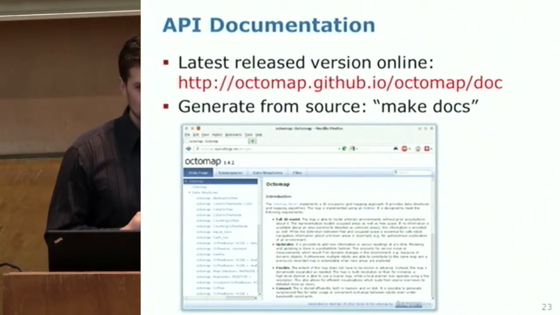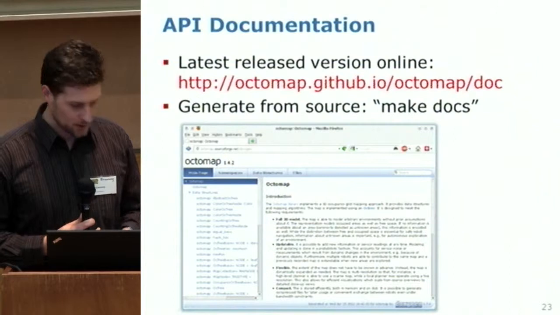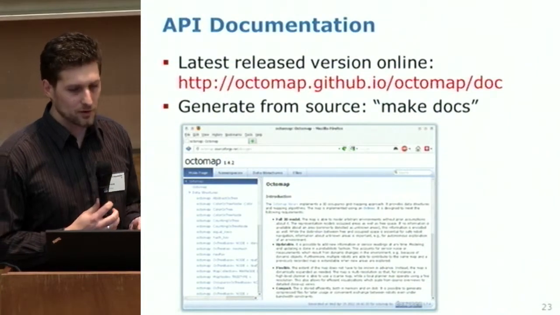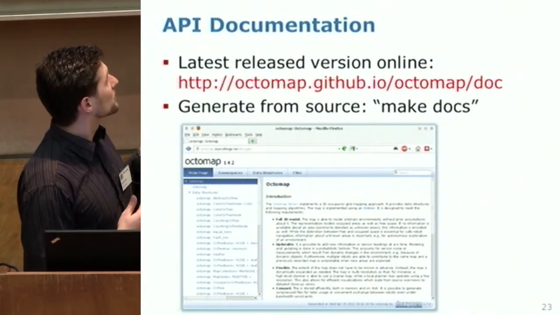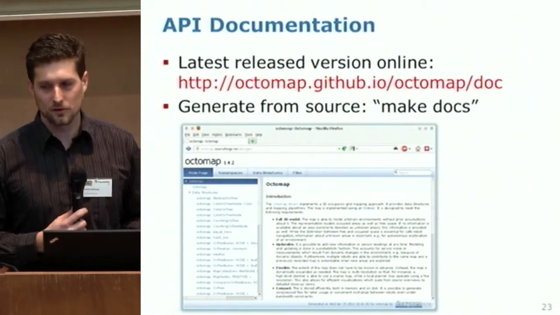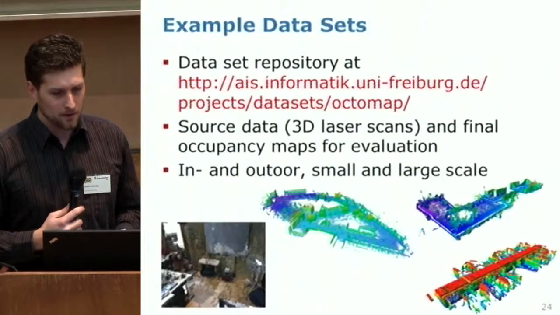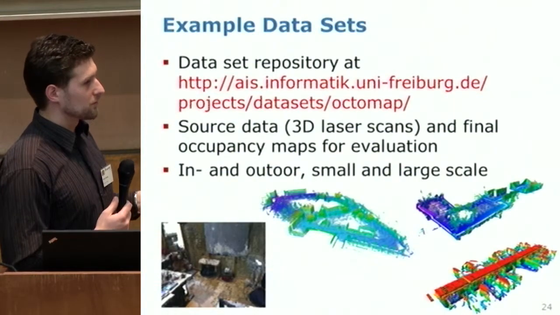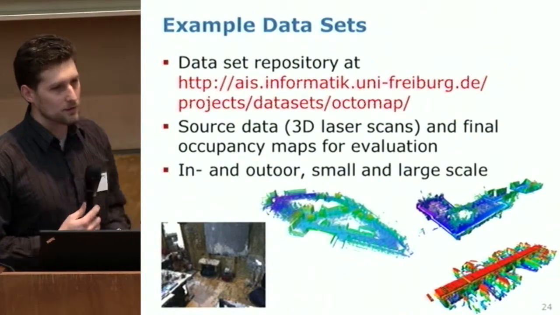So finally, to conclude this part of the tutorial, look at the API documentation. It's available from the OctoMap homepage for further details on how you can use all the classes and all the functionality in there. And if you're not using the latest version, you can also always compile your own documentation by running make docs.